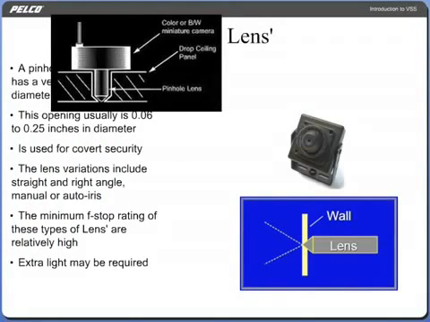A pinhole lens is a lens that has a very small front opening diameter. This opening usually is 0.06 to 0.25 inches in diameter and is used for covert security. The lens variations include straight and right angle, manual or auto iris, narrow taper, or stubby front design. Due to the special lens optics required, the minimum f-stop rating of these types of lenses is relatively high, 2.8 to 3.5, and extra light may be required in order for the camera and lens assembly to produce a quality picture.